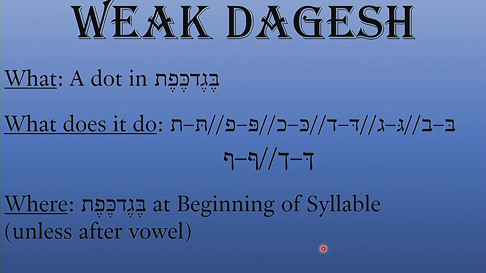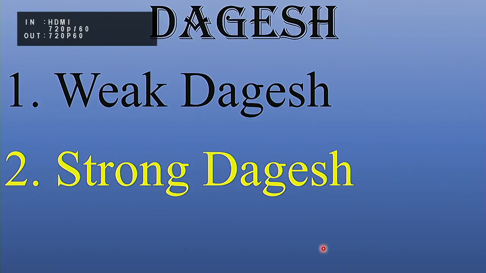Okay, so you look at this, and here's just a synopsis of the weak diggesh. What it is, what does it do, where does it appear? This is the weak diggesh, but there's also the strong diggesh, right? And so the question is, what does the strong diggesh do? How does it function? And this is something that we want to take a look at now.